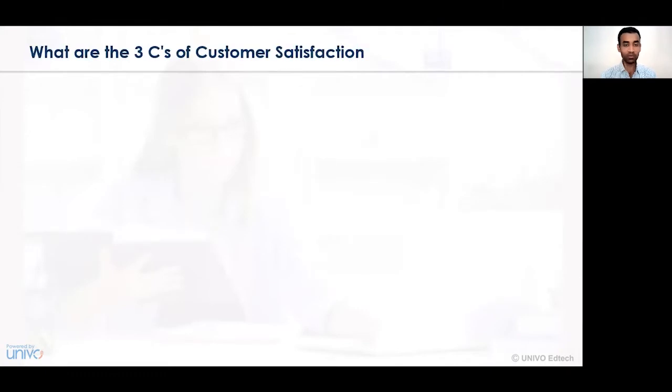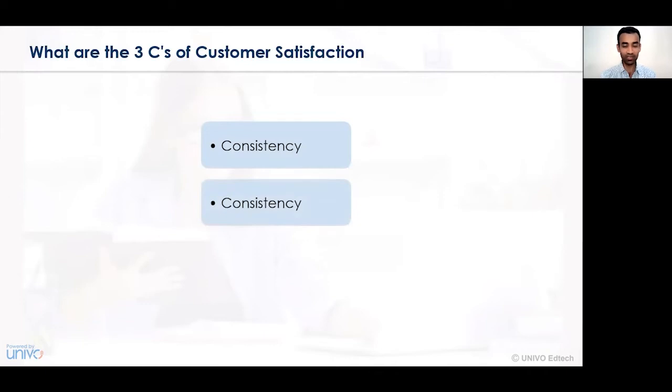Now let's understand what are the 3 C's of customer satisfaction. The 3 C's of customer satisfaction are consistency, consistency, and consistency, wherein the company or the organization should always try to see whether they are consistent in providing the product that was designed, and whether the target has been achieved or met or not. And hence, for this particular consideration, the customer satisfaction survey is essentially important.